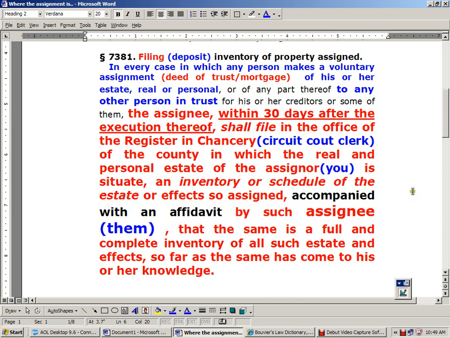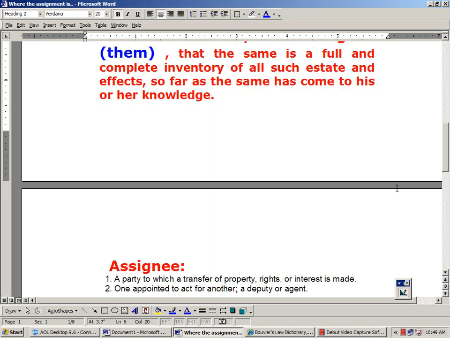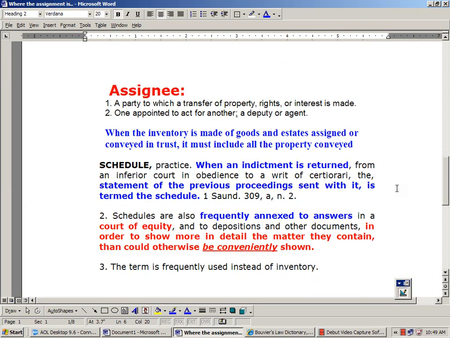So what's just been assigned. I'm going to say for your house, this is in the county where you live. However, for your body, it's in the county you were born. I don't want to get too much in the body end. Let's just concentrate on the houses for today. So what's an assignee? A party to which a transfer of property, rights, or interest is made, one appointed to act for another, a deputy or agent. Well, guess what? You appoint them by telling them, yeah, go ahead and deposit that. They just became your agent.